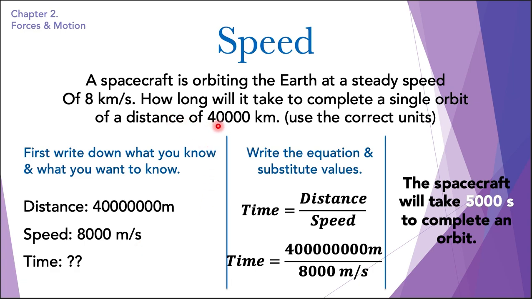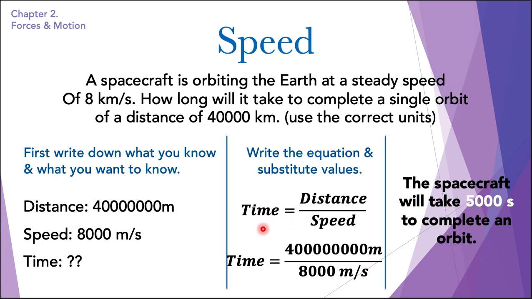Now the distance of 40,000 kilometers, we're going to convert this into meters as well. So we're going to multiply the given value by 1000 to get the answer, which is this. It's got many zeros, so I'm not really willing to read it out. Anyways, so now we have the values in correct units. Now they asked us for the time. First we write down what we know and what we want to know, which we have done. And now we're going to write the equation and substitute the values.